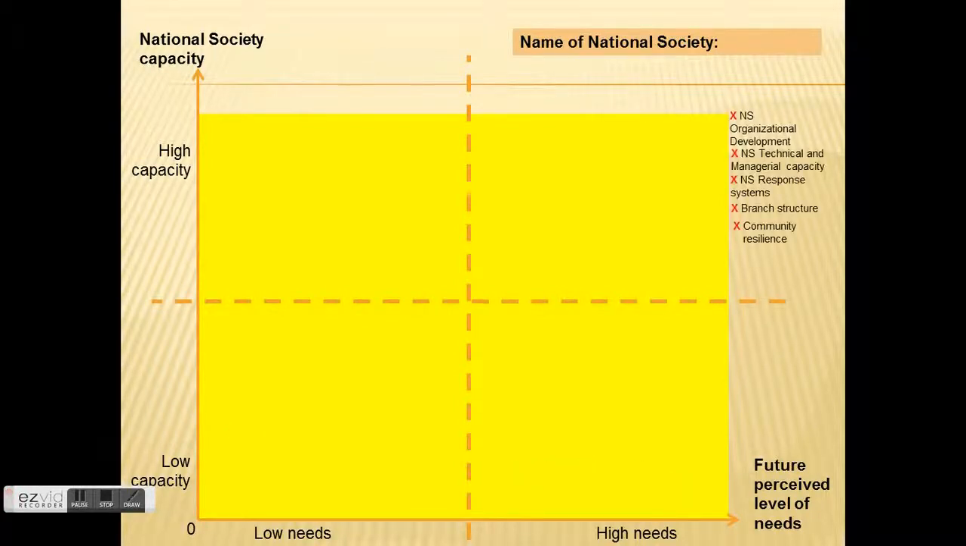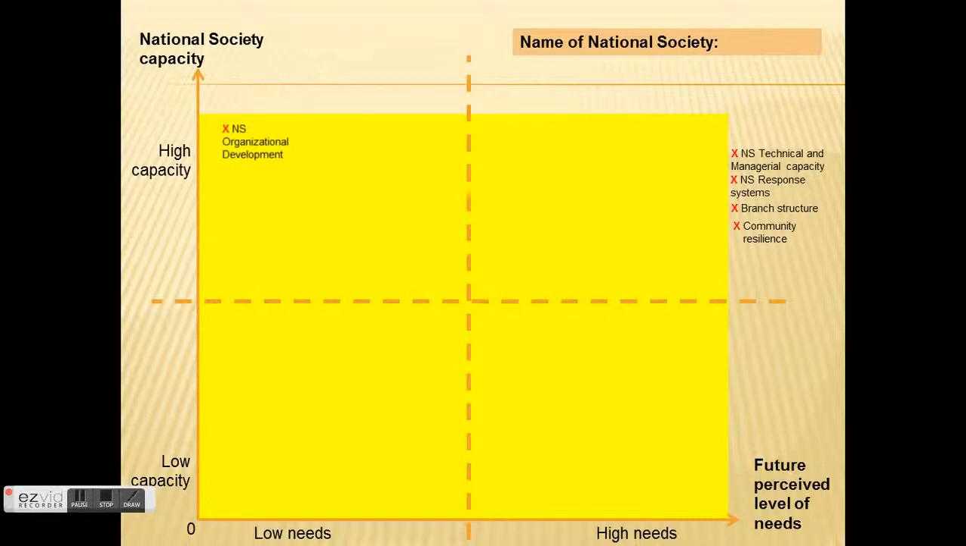We'll now look at a completely different example, probably the polar opposite of a country that is relatively poor, but it has a strong, highly centralized national society with a good reputation for disaster response. Weak branches, limited interest in community service provision, but good capacity for response. So OD is not a problem. Highly functional, well-established board, limited needs. We're talking about high capacity, low interest to do anything with PNSs.